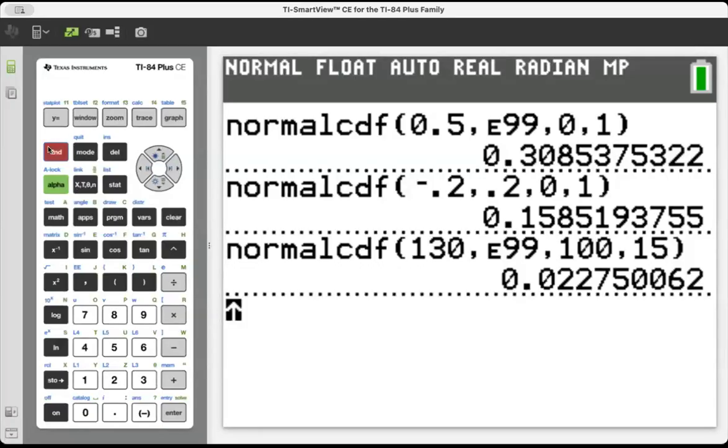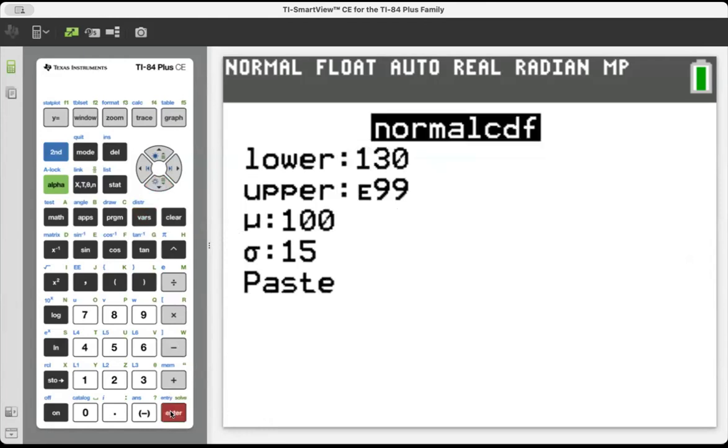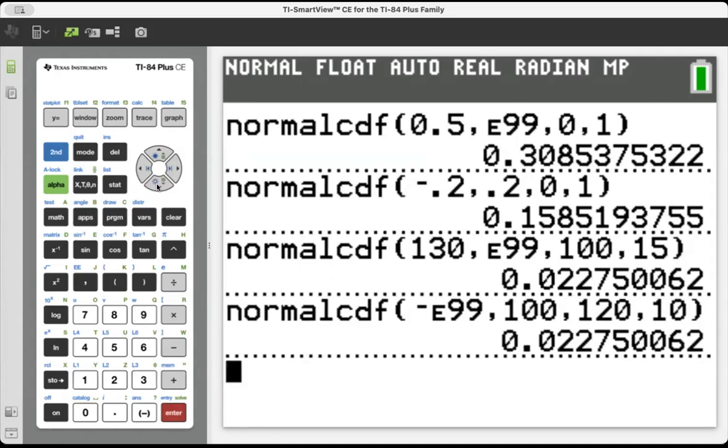Okay, we're going to do second distribution, normal CDF, area to the left, so negative E99, 100, and the mean was 120, standard deviation was 10. Okay, so here's our answer, but this is the answer to the proportion.